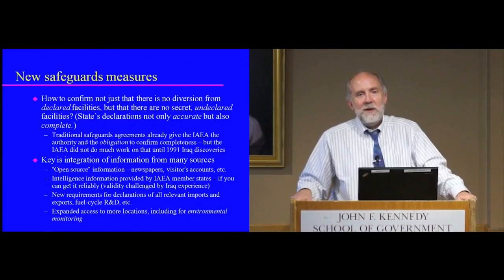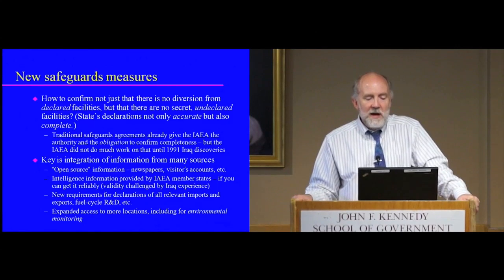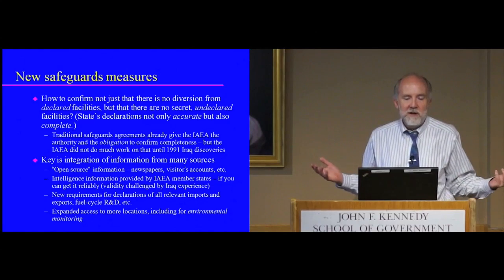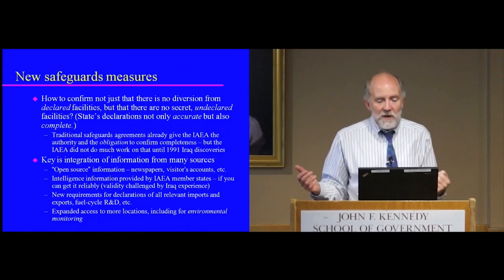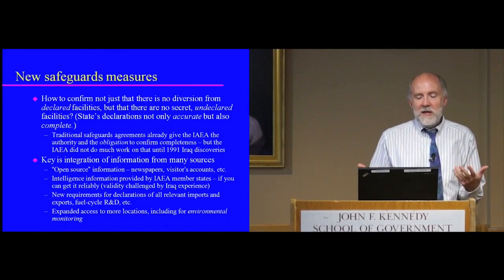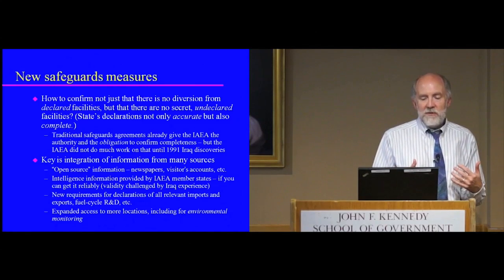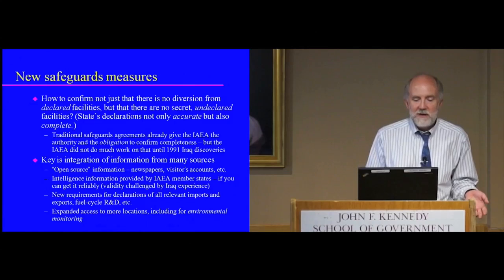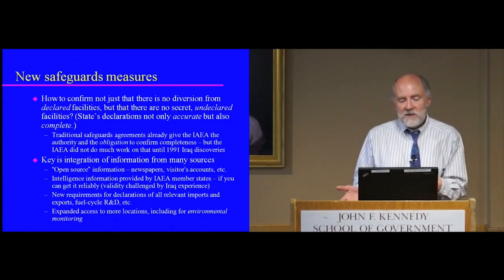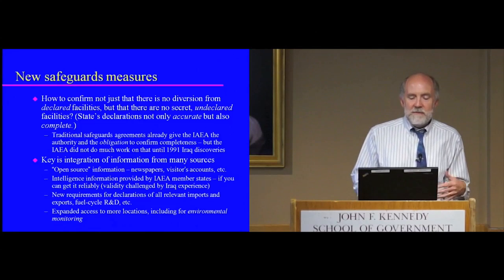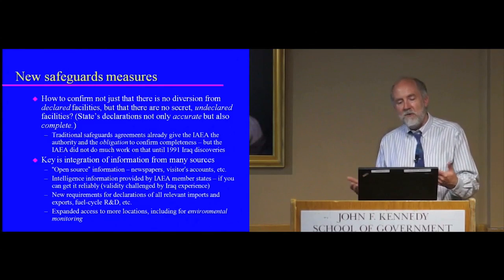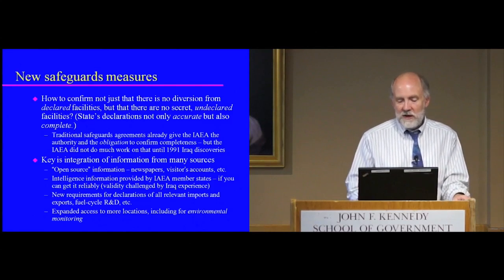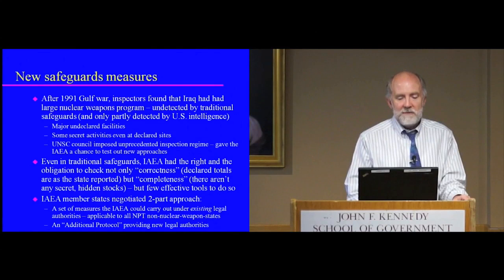All right, so let's talk a bit about the new safeguards measures. How do we confirm not just that there's no diversion from declared facilities, but that there's no secret undeclared facilities? The key is really integrating information from many sources. Open source information, newspapers, visitors' accounts, that kind of thing. I'll talk about that more. Intelligence information provided by member states. New requirements for declarations of all relevant imports and exports, fuel cycle R&D, and so on. And expanded access to more locations, including for environmental sampling.